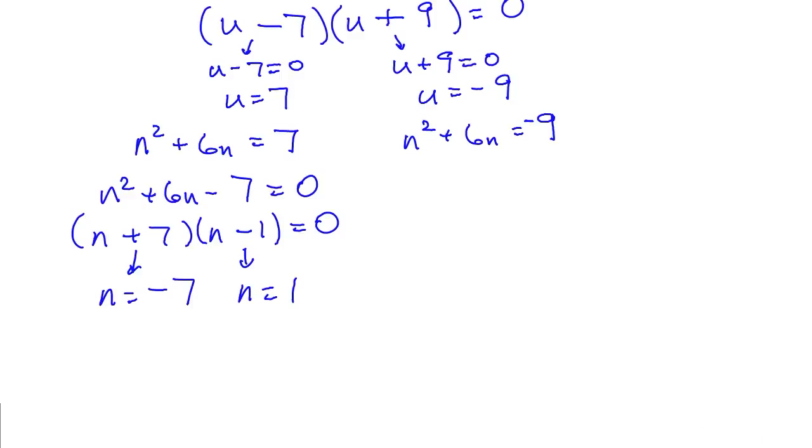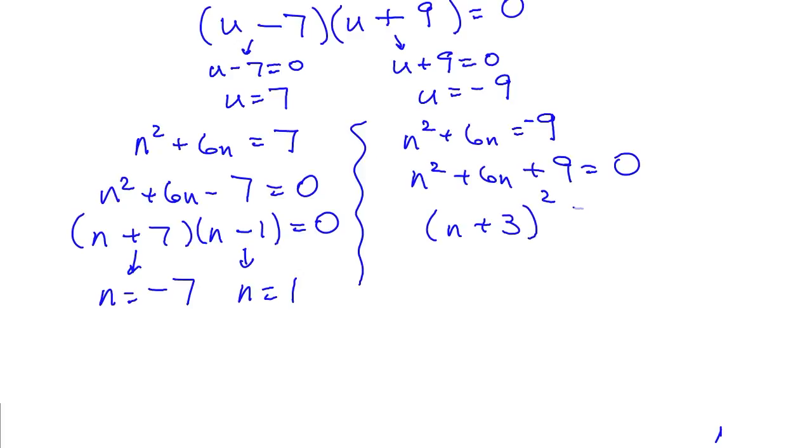On the right side, we're going to have n squared plus 6n plus 9 is equal to 0. That one factors as n plus 3 squared. That's a perfect square trinomial. And so the only answer we get here is n is equal to negative 3. So the solutions are negative 7, 1, and negative 3.